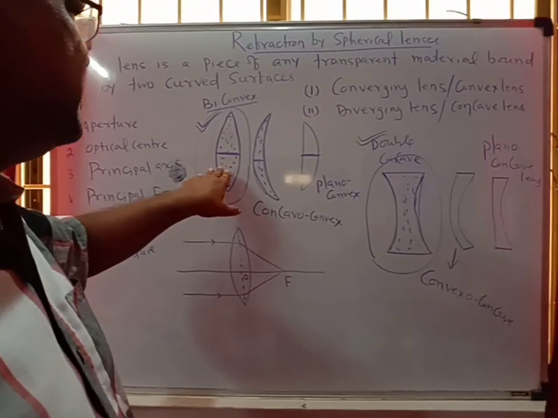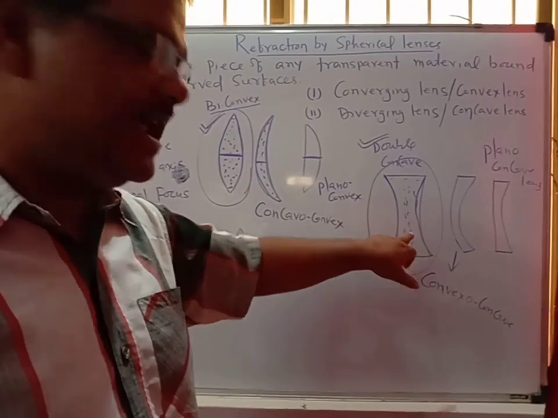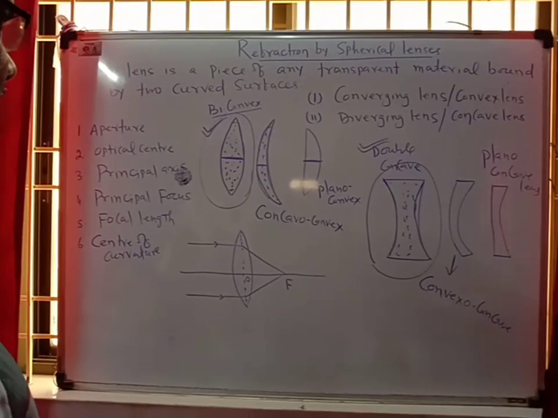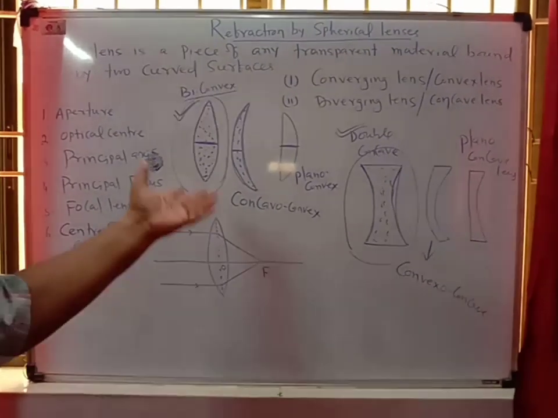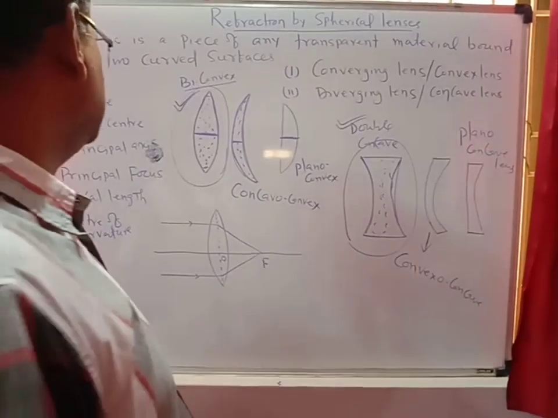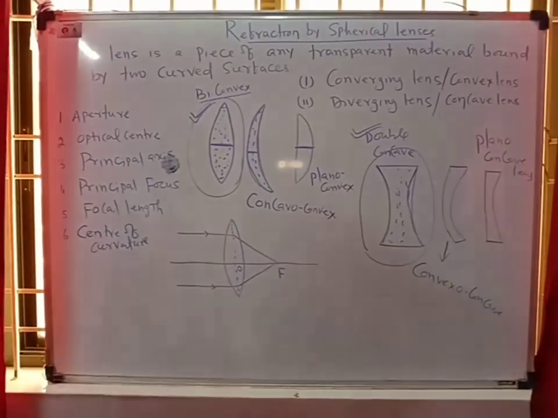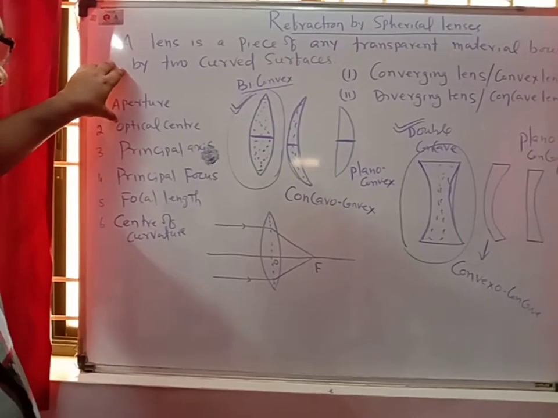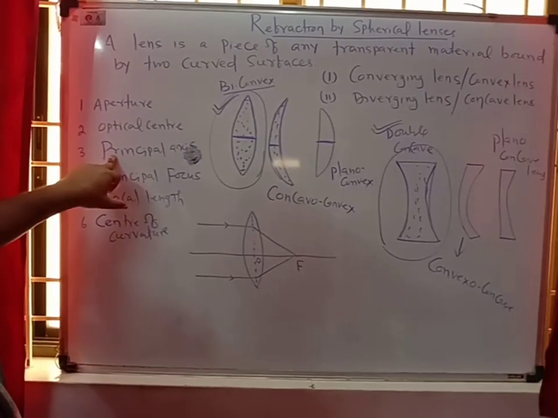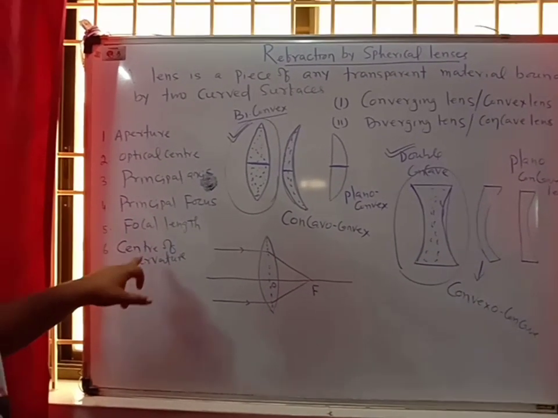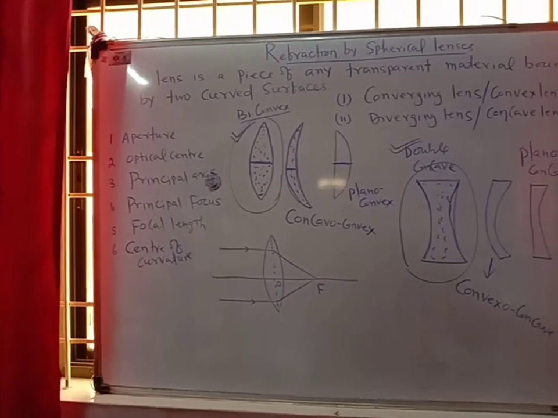About all these biconvex and biconcave lenses, we have to deal with the different terms connected to them. So what are the terms connected to the convex lens and concave lens? In all the cases, you will be finding these terms: one is the aperture, another is the optical center, third one is the principal axis, principal focus, focal length, and center of curvature.